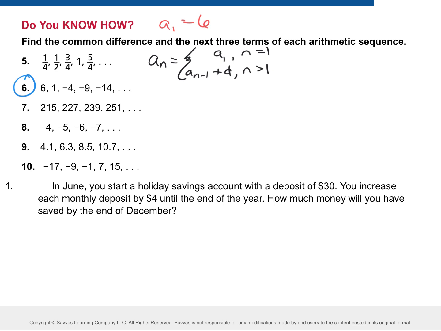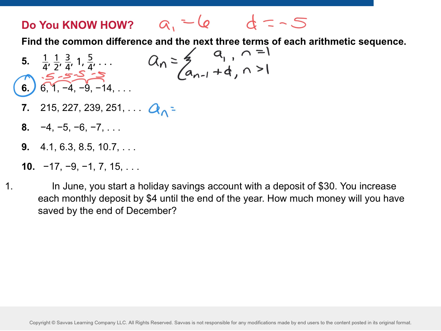What else is important? The difference or distance. 6 to 1 is minus 5. Check if it's the same. Is it the same all throughout? Yes. Okay. So our difference is minus 5. Do we have everything in order to plug into the formula? Yes. Okay, so all you're doing is just rewriting.